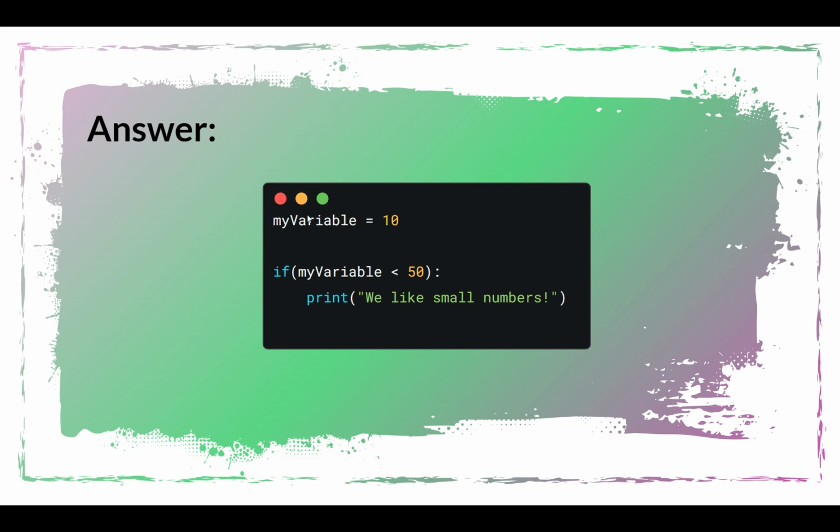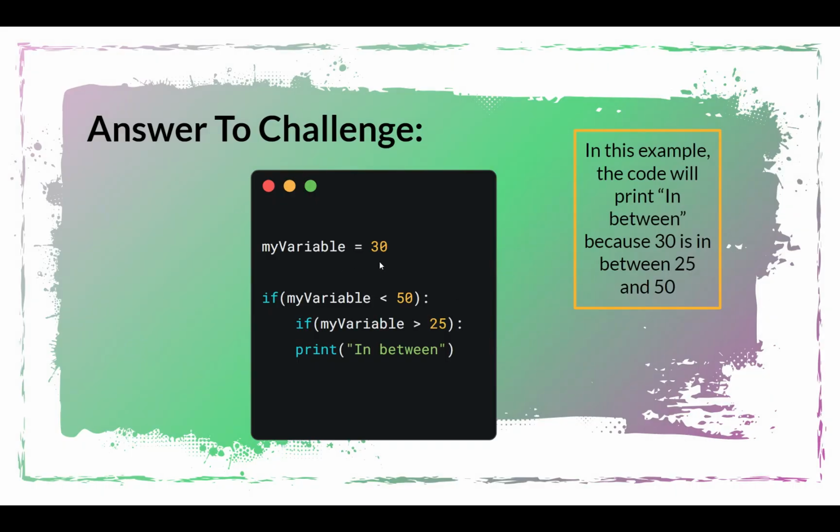So an answer here, my variable equals 10. If my variable is less than 50, print we like small numbers. In this case, it would because 10 is less than 50. And a challenge, basically, if you're a little confused about what I was explaining, that's okay. But notice how we have two statements here. So if this first statement is true, it'll check if this second statement is true. And if it is, it'll print it's in between. So if it's less than 50 and it's greater than 25, it'll print in between.